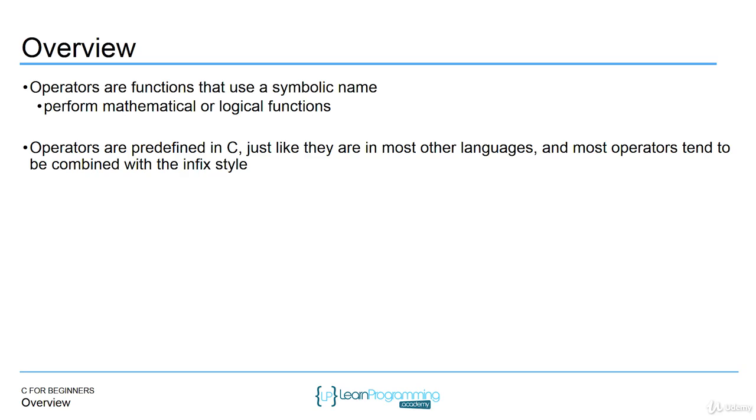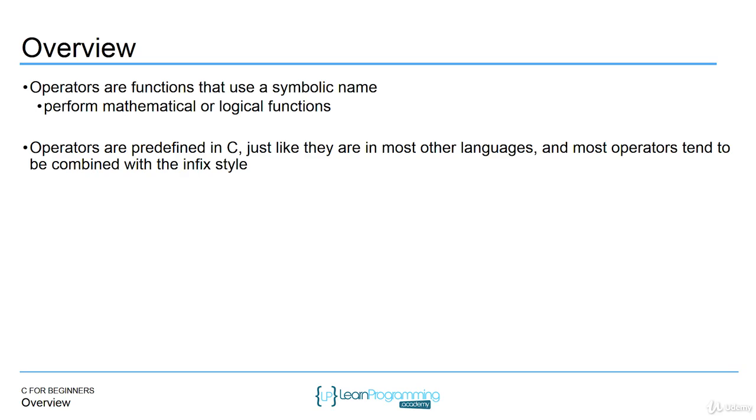And most operators tend to be combined with the infix style. And all that means is that the operator is in between the data. I mentioned that operators can perform mathematical functions, just 5 plus 8. Plus is in the middle between 5 and 8, and that's referred to as infix style. You can actually do plus 5, 8. That's considered prefix style, and then postfix style would be the operator is after the arguments. So 5, 8 plus, for example.